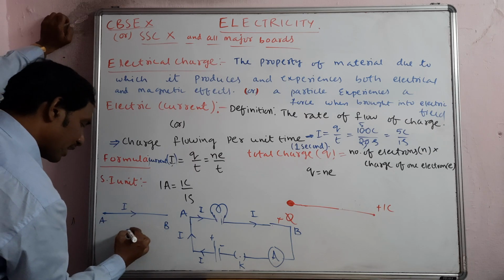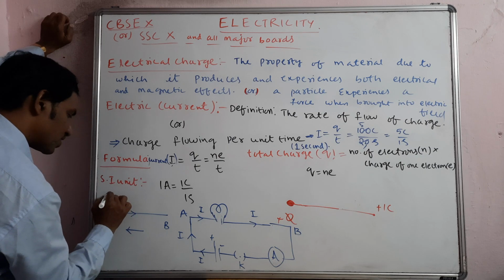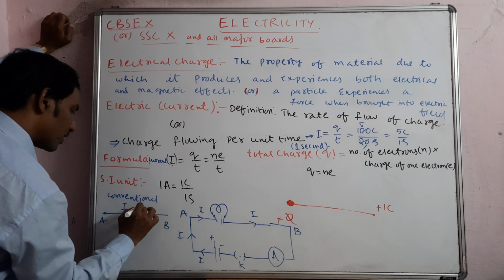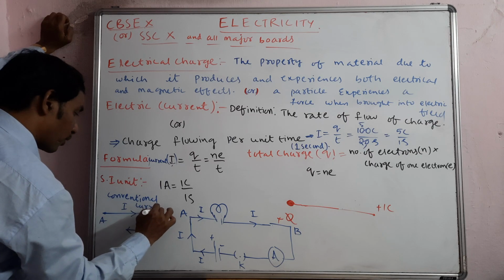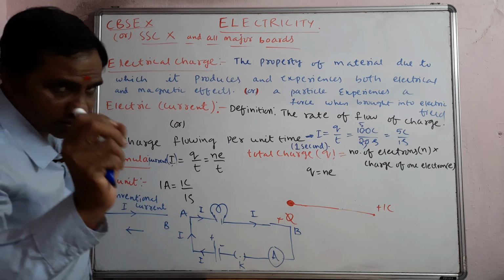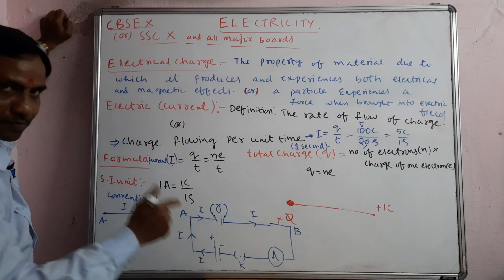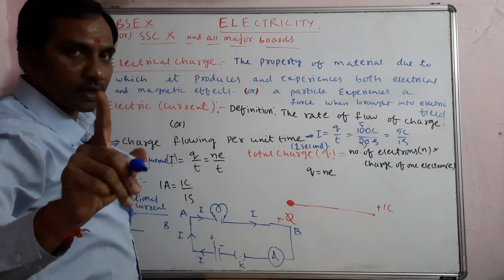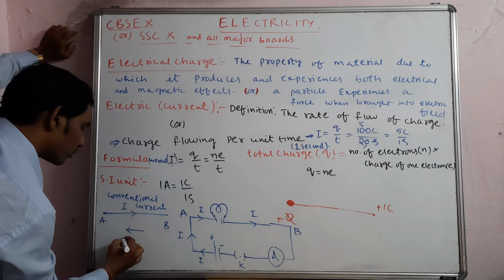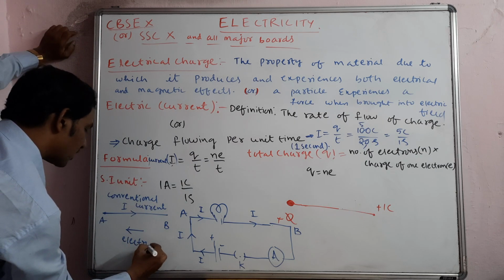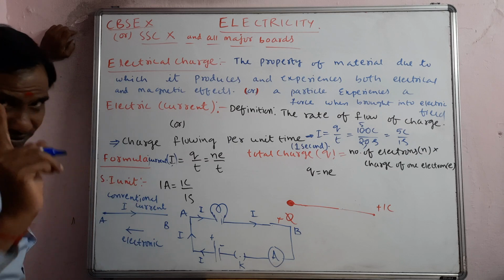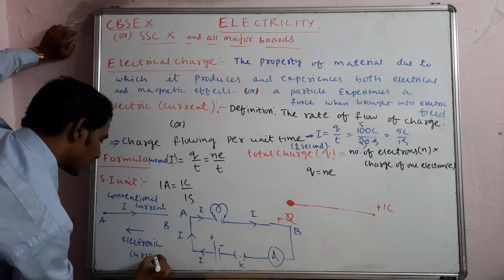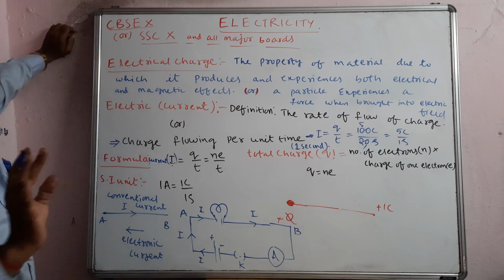But the electronic direction differs from this conventional direction. Scientists earlier thought that the current is due to the flow of positively charged particles, so they took it from plus. But later scientists realized that the current is due to the flow of electrons. Actually, current is due to the flow of electrons only in solids, especially conductors. So you can call this the electronic current, and you keep it as from B to A, right?